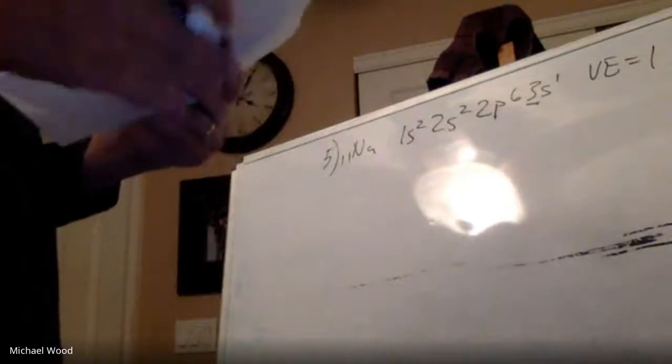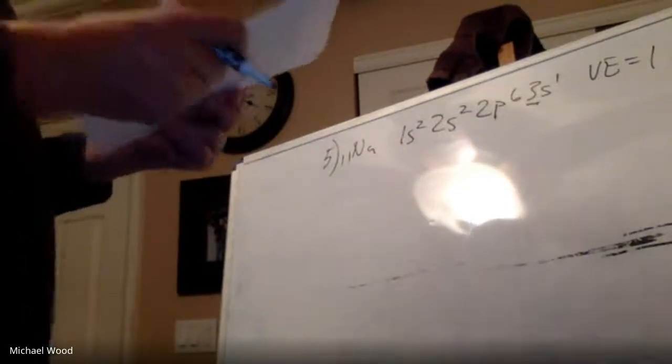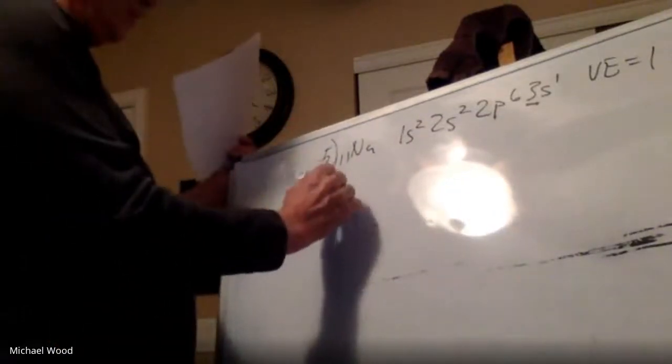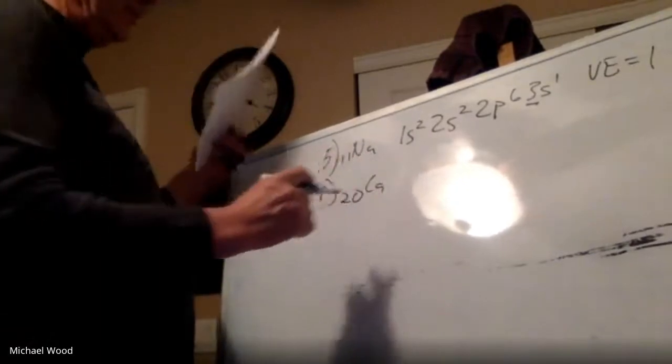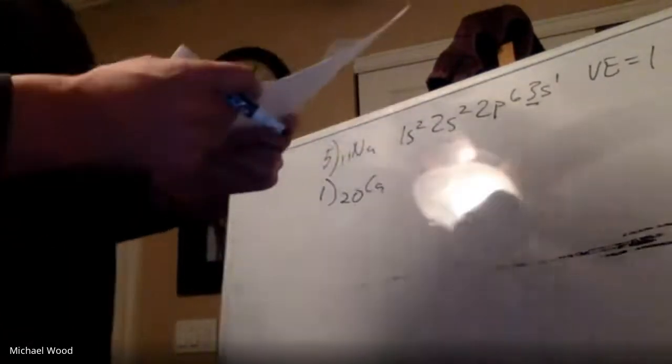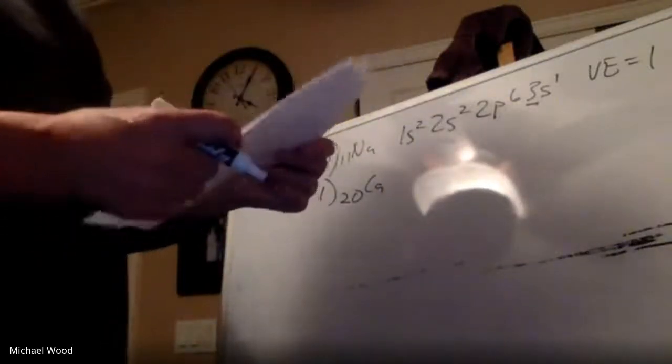Okay, let me do number 1. So 20 is calcium. Let me do number 1 and number 4, and I'll be done. It's not going to be very long. Again, I'm just filling from the bottom up. Every box can take 2, and I just go till I come to 20.